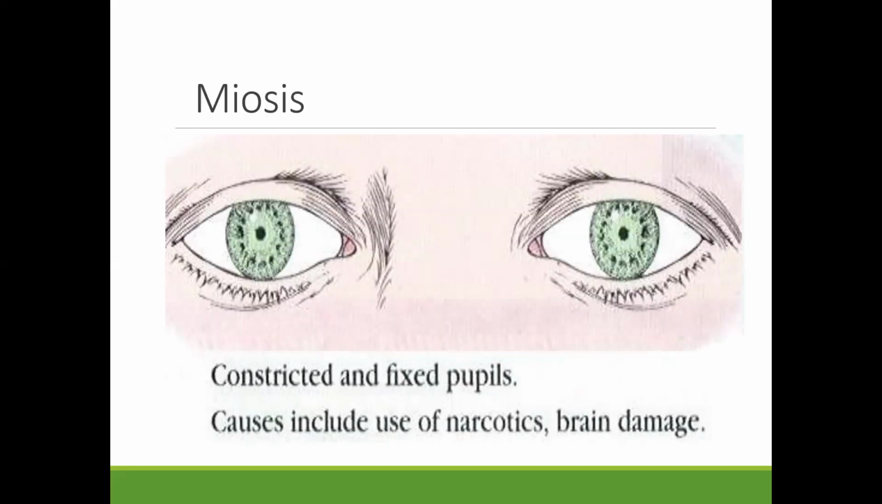Miosis is constricted and fixed pupils. This usually is caused by brain damage or even narcotics. They literally have little pinpoint pupils and they do not react.